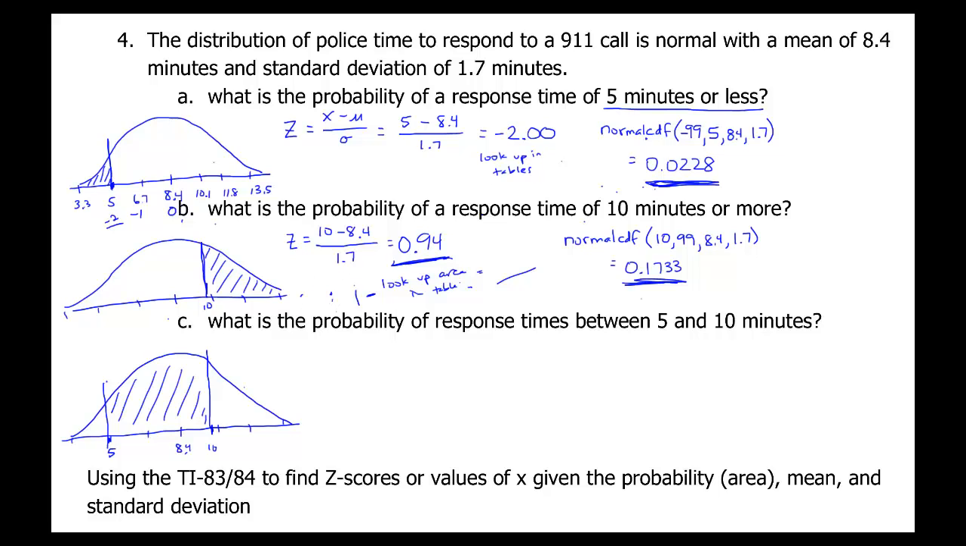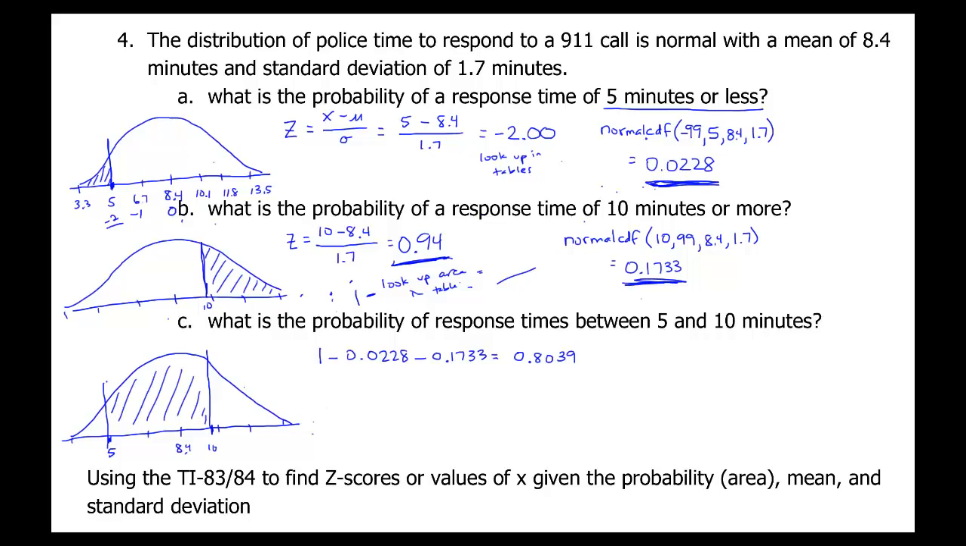So we have the areas of the two tails, so we could just subtract those from 1. So the whole area is 1. The tail to the left side that we're not including is 0.0228. The tail on the right side that we're not including is 0.1733. And we get 0.8039.